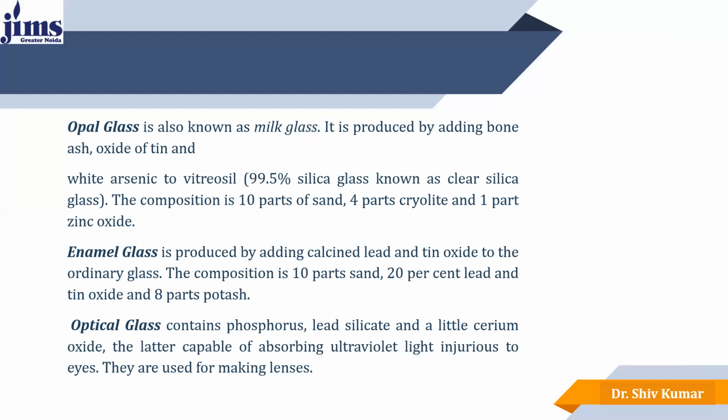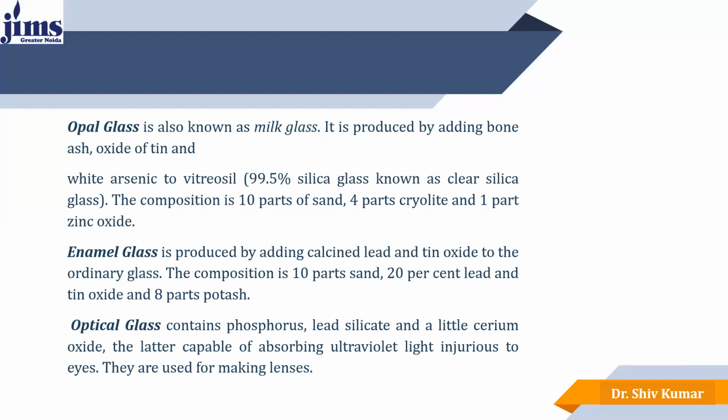Next is enamel glass. It is produced by adding calcined lead and tin oxide to the ordinary glass, and the composition is 10 parts sand, 20% lead and oxides of tin, and 8 to 10 parts of potash.